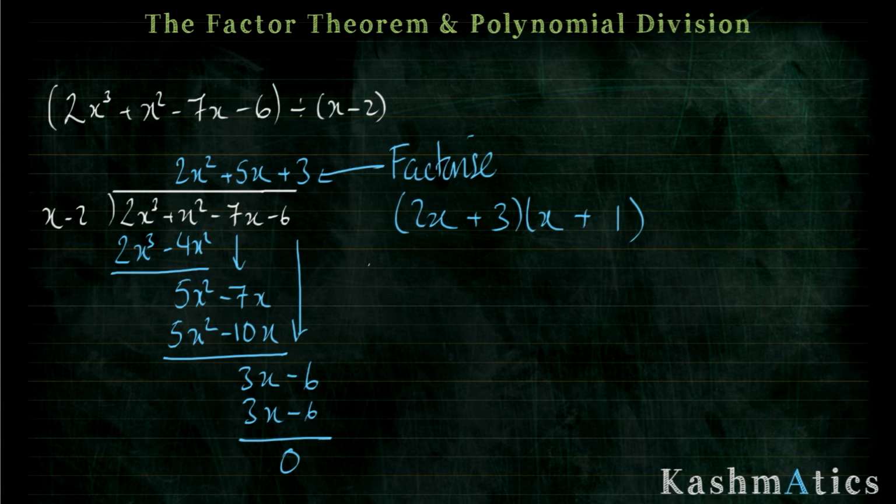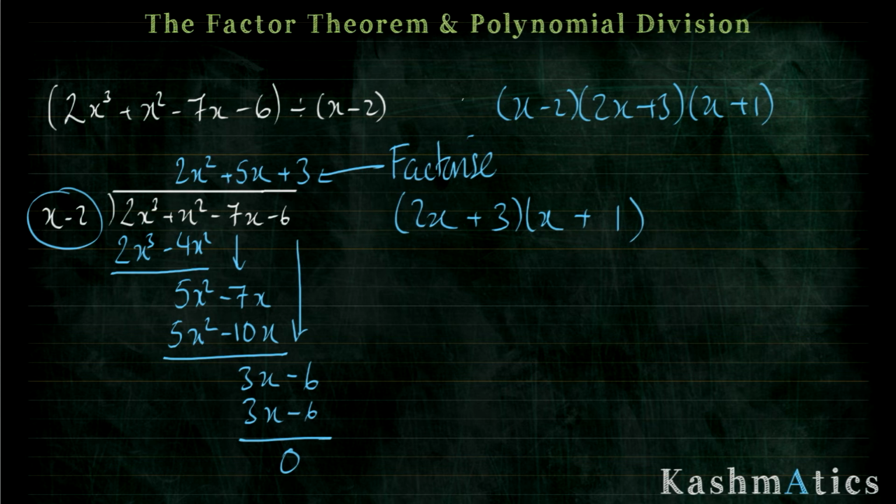So what I've got here is this cubic, which I've written as 3 linear factors. That's one of the factors, and these are the other 2 factors. So I can say that the cubic can be written as x minus 2, 2x plus 3, and x plus 1. Now we've got it in a form which makes it so much easier to solve.